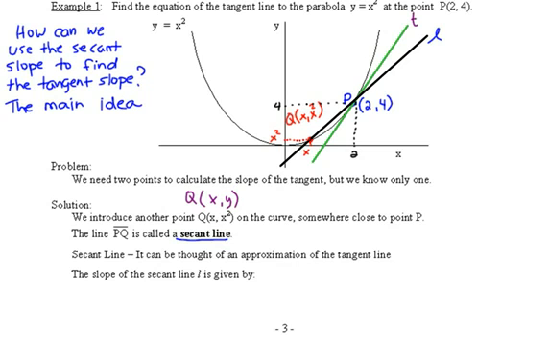You getting this down, Greg? The main idea is to start moving Q closer to P.